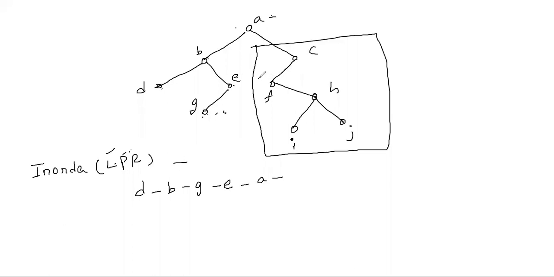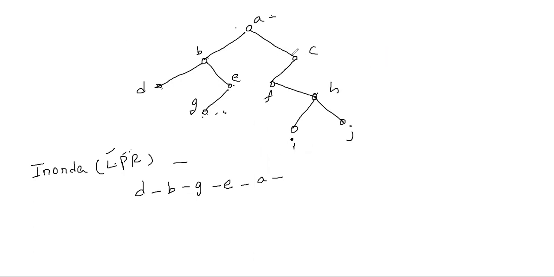For F also one subtree is there. Now you think about F subtree only. So now F left, what is there? Nothing will be there. Right side, what is there? Sorry, listen here everyone. Wait a minute.